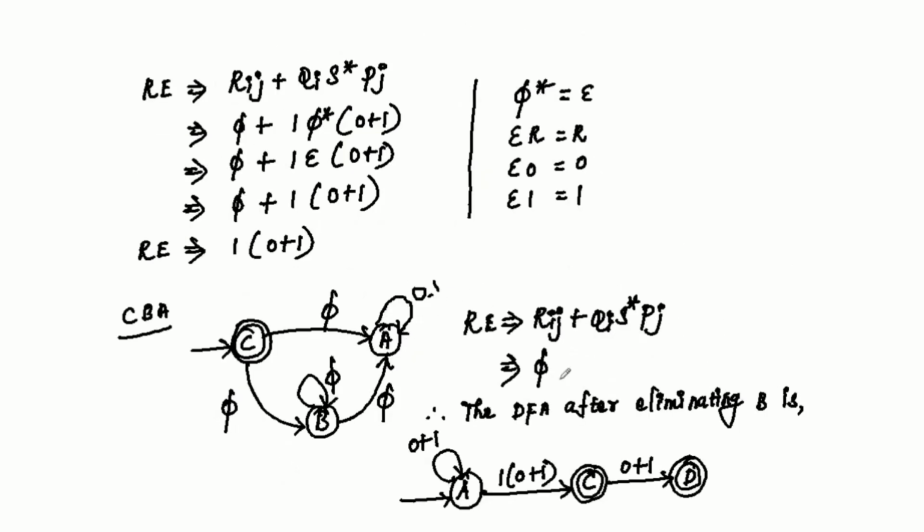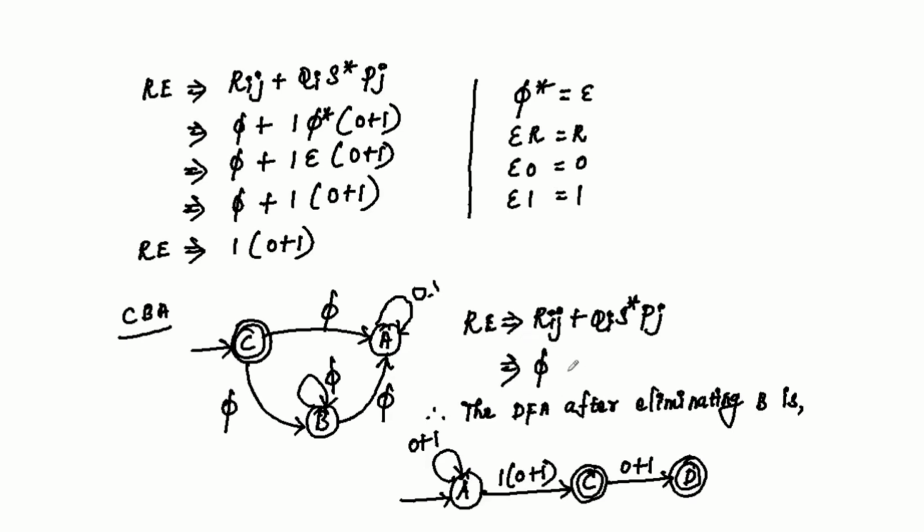The transition formula is applied to compute the updated path from C to A. After eliminating capital B, substituting the given values Rij null, Qi null, s value null, Pj value null. Finally, the resulting regular expression is null. So for the first possibility, the regular expression is 1 of 0 plus 1.